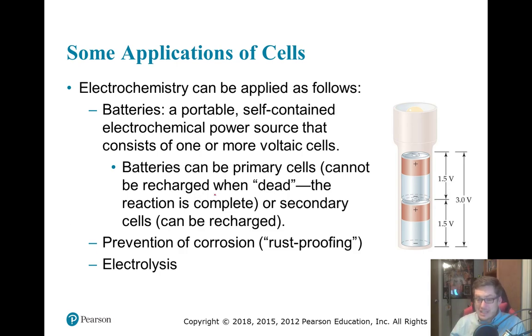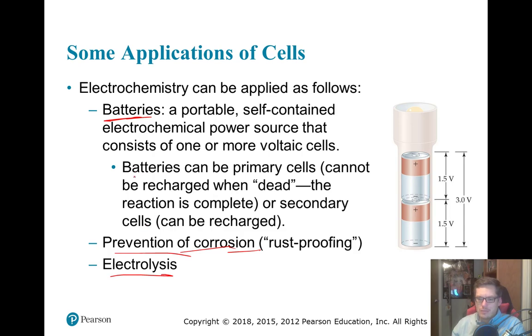Alright, this is it. You've done it. Last video. Nice. Some applications of cells. So this is the last video of a unit. Hopefully you've realized by now, 13 units later, that the last video always talks about practical applications. So these are the three main applications that we're going to talk about for applications of electrochemistry. We use them as batteries, prevention of corrosion or rust proofing, and then electrolysis.